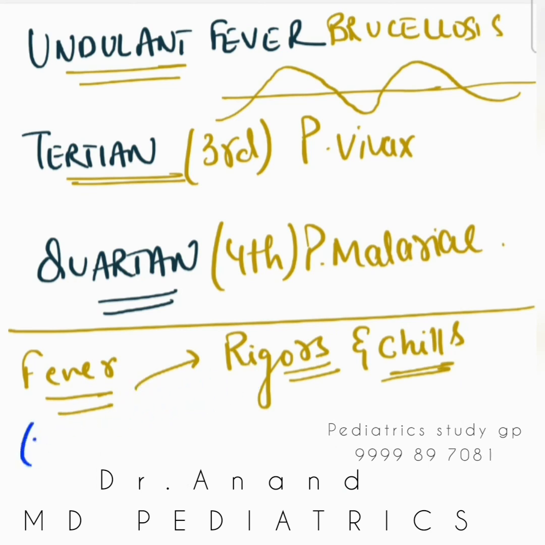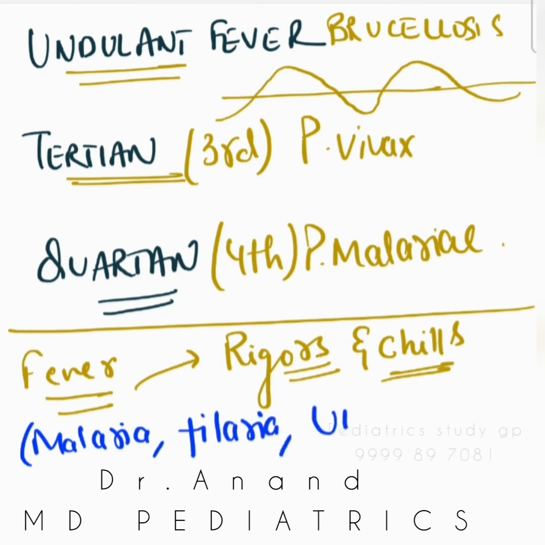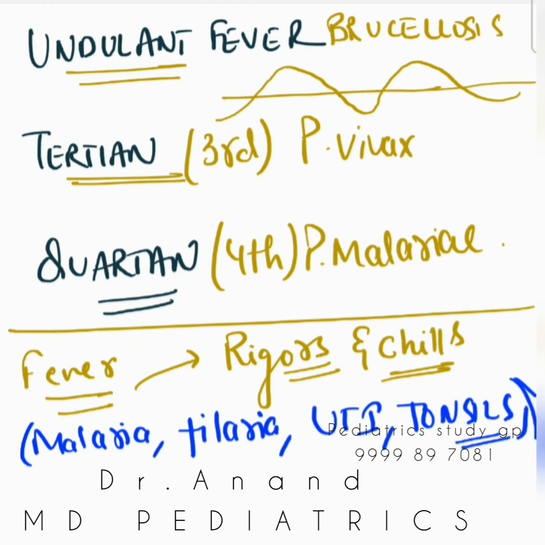Anyone? This my grandmother also can answer. So, malaria is having fever with chills and rigors. Filaria also. Even a basic urinary tract infection, very important, UTI and tonsils. If I have follicular tonsillitis, I will have fever with rigors. UTI also, remember, urinary tract infection also, patient can have rigors.